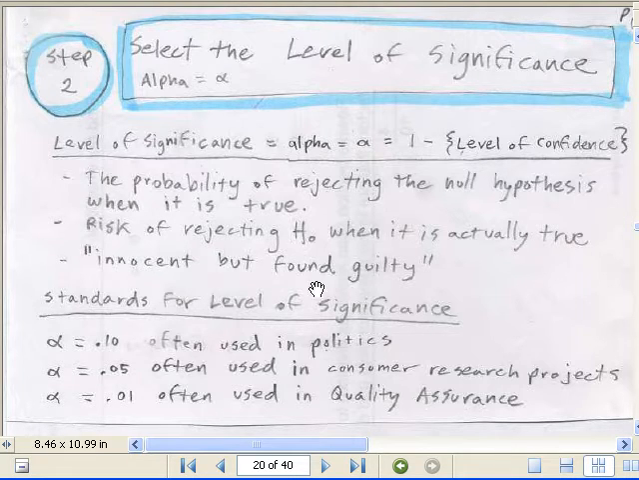One way to think about it is innocent but found guilty. So right in our court system, right? You were innocent but found guilty.